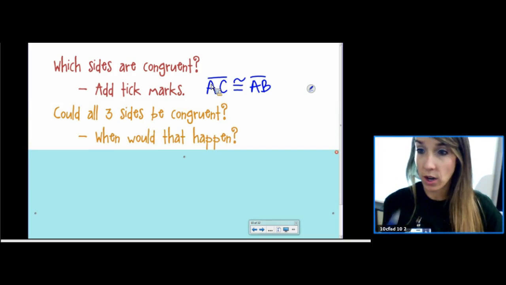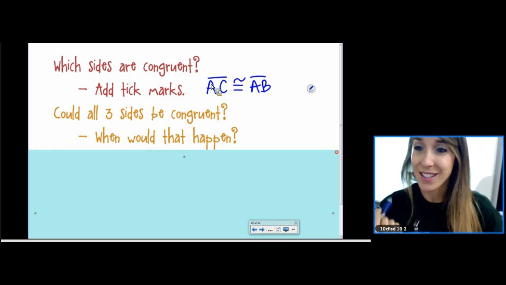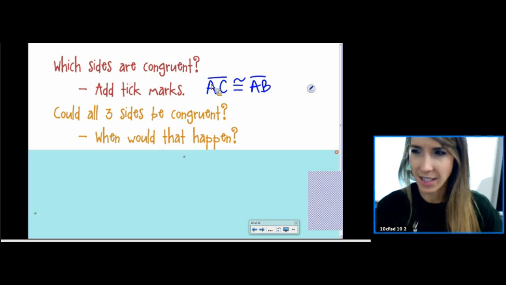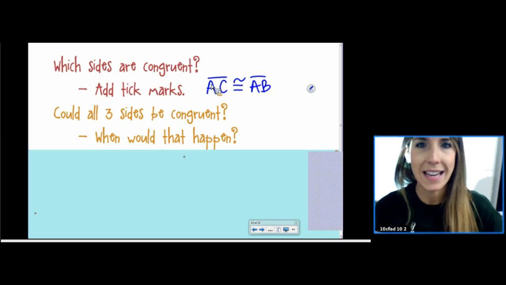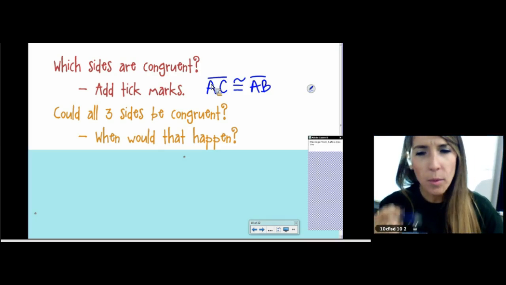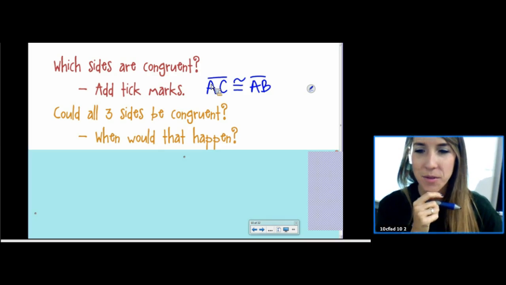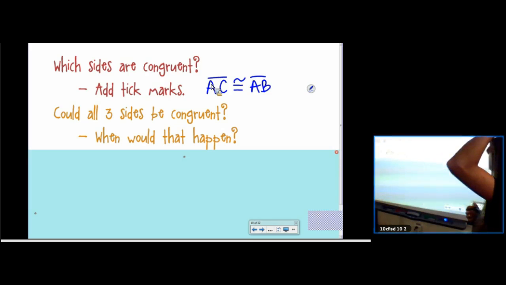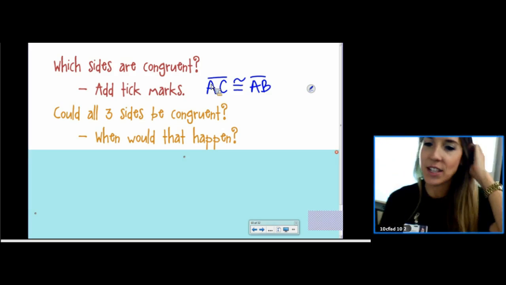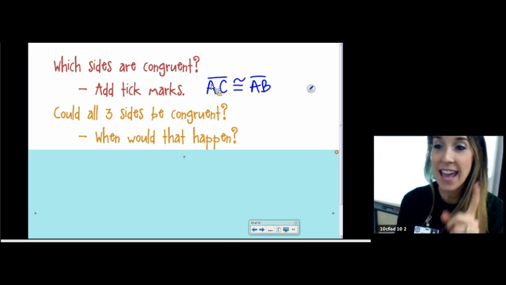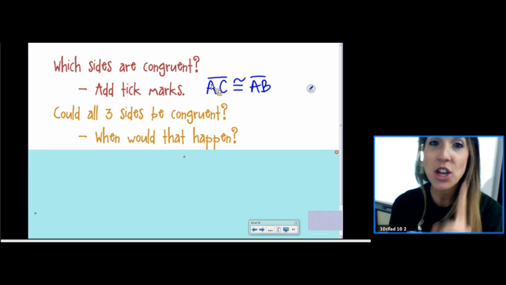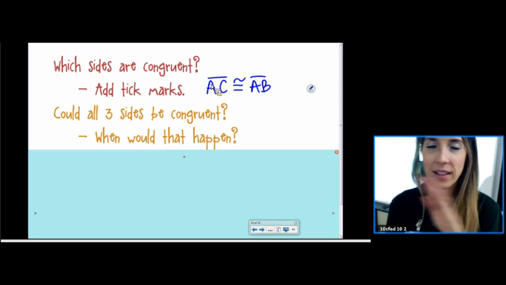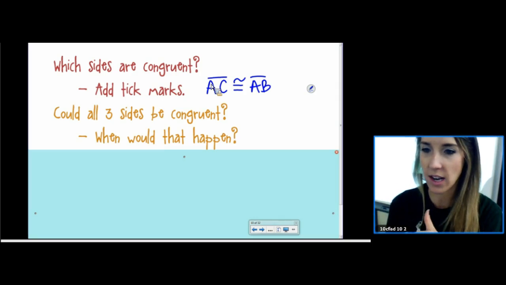Could you have constructed a triangle that was not just isosceles, that was equilateral? Could all three of your sides be congruent? That's an easy question. The harder question is, when would that happen? What would have had to happen? Ooh, Sharon got it right away. Didn't even give you time to think. Okay, so all three of the sides could have been congruent if your angle that you started with was a 60-degree angle. And I'm going to leave it at that. We're going to talk more about that later in the lesson.